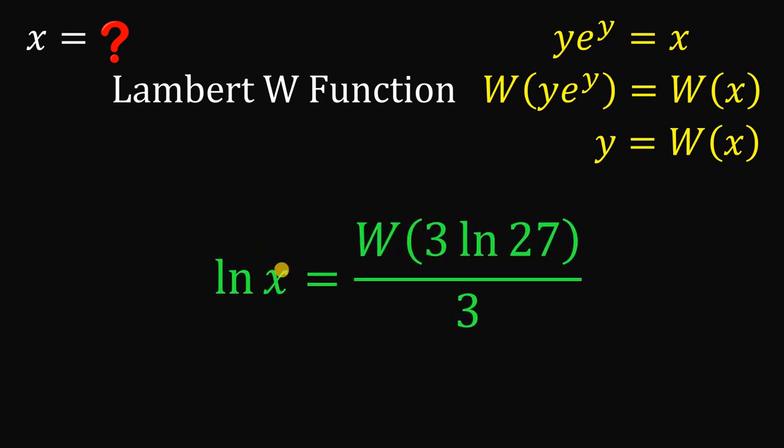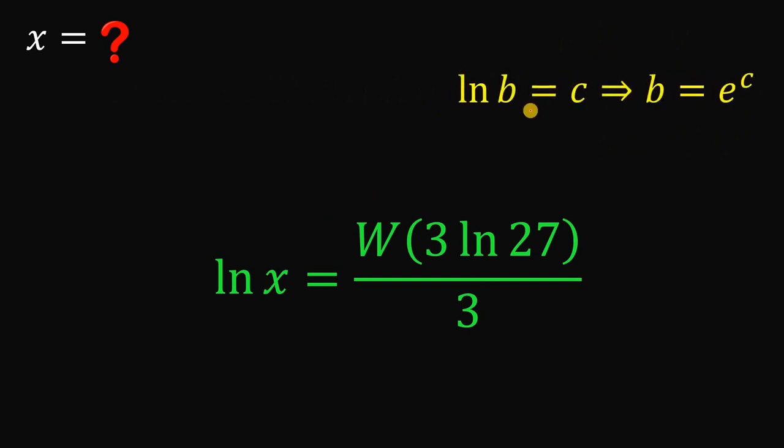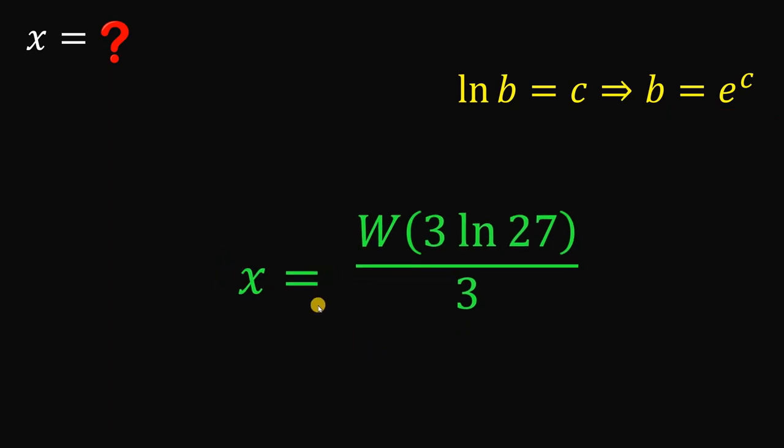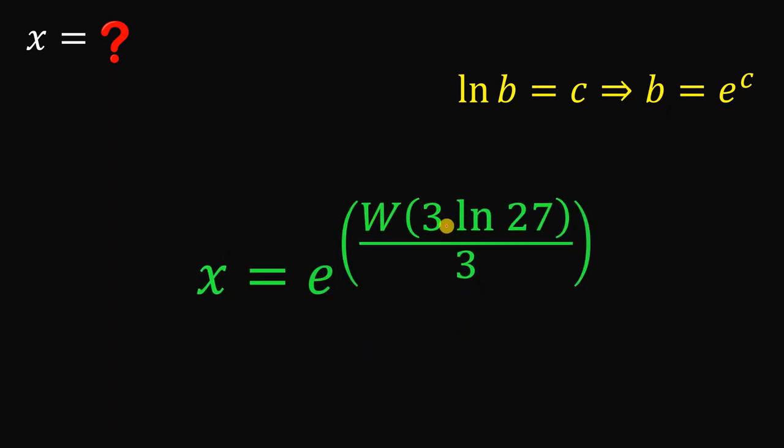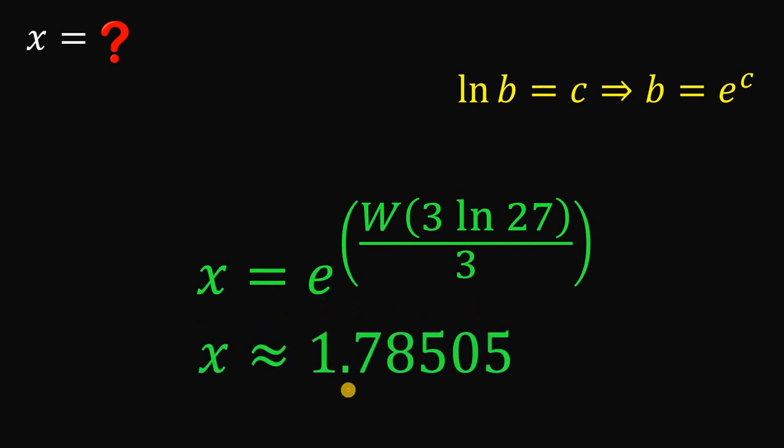And then, take note of this. If we have an equation, ln of b equals c, then this can be written in exponential form as b equals e raised to the power of c. Therefore, this equation, ln of x equals Lambert W function of 3 times ln of 27 divided by 3, can be written as x equals e raised to Lambert W function of 3 times ln of 27 all over 3.